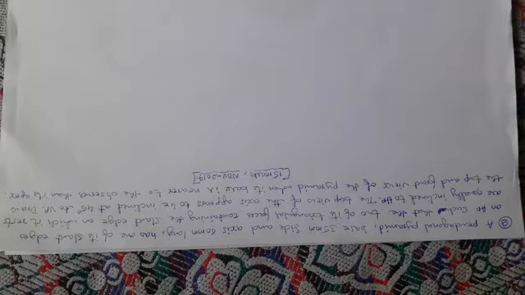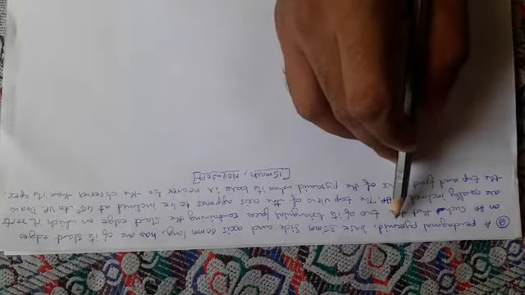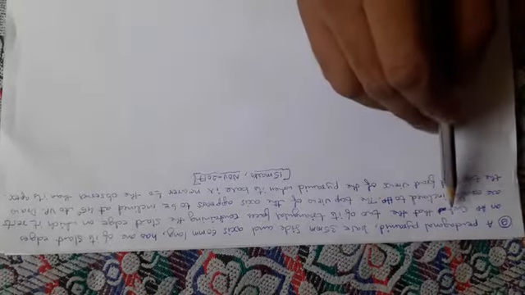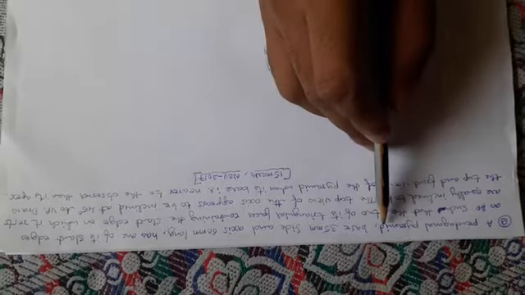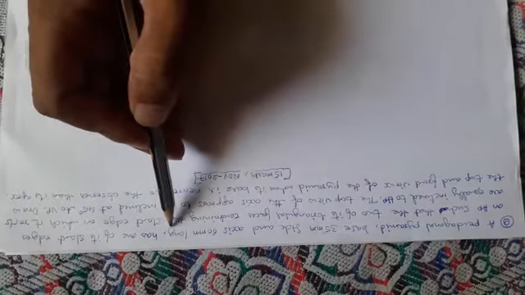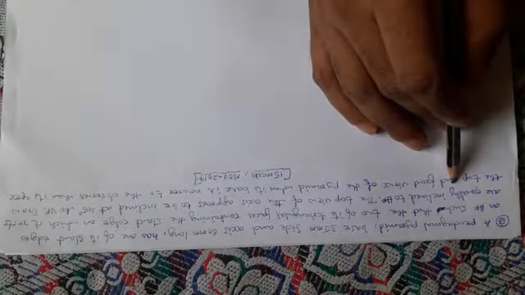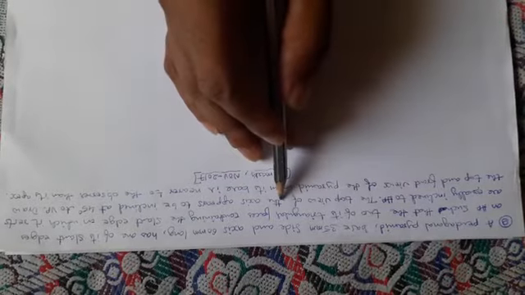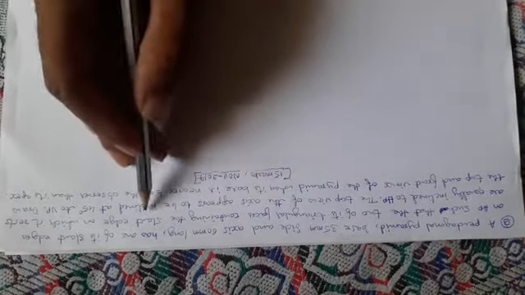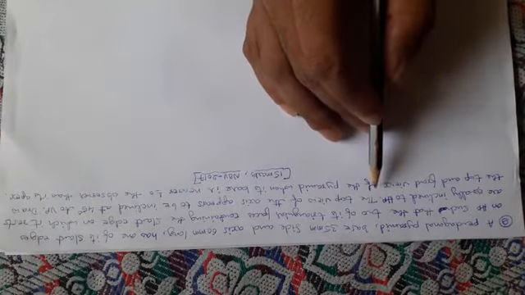Dear student, this is the ninth problem based on the pentagonal pyramid from the first chapter, projection of a solid. The question is: a pentagonal pyramid, base 35 mm side and axis 60 mm long, has one of its slant edges on HP such that two of its triangular faces containing the slant edge on which it rests are equally inclined to HP.